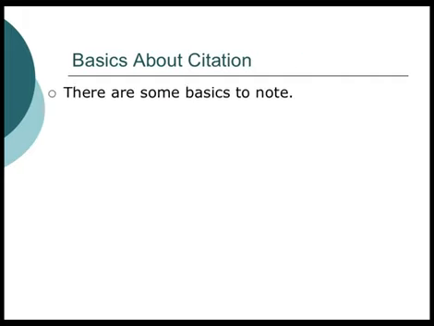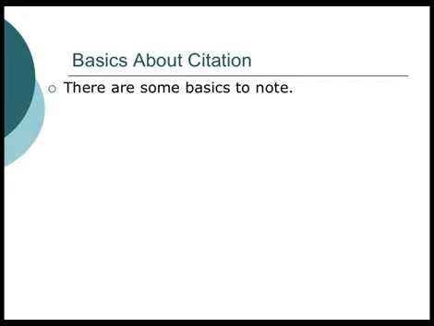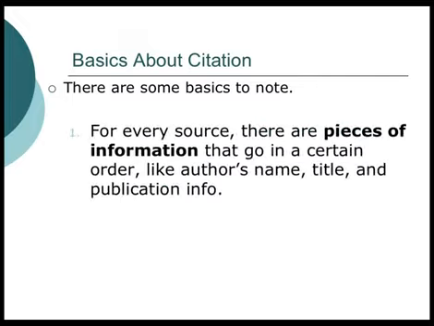Okay, next rule. There are some basics to note. Even though I'm saying don't memorize all the rules, there are a few things that you should know, and these are just the basics. Every time you have a source that you're using in your paper, there are going to be pieces of information for that source, like an author's name, the title, and publication information. You need to gather those pieces of information to create your Works Cited page.